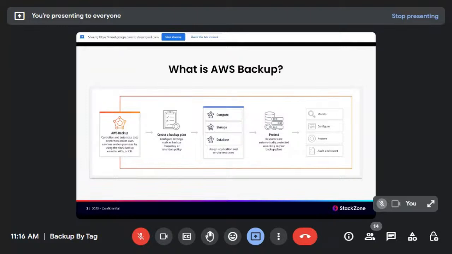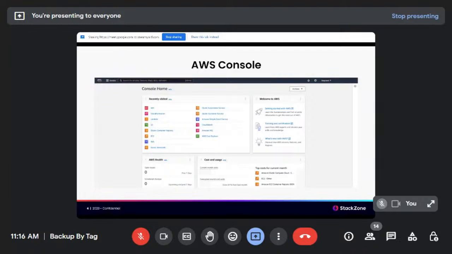So next, we're going to go and show how we would enable this with StackZone. For that, we're going to do a demonstration of the StackZone console and show how a user such as yourself would go and enable this feature so that you're ready to start making backups within AWS.